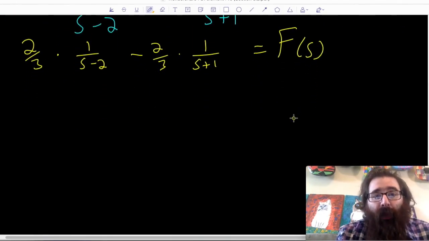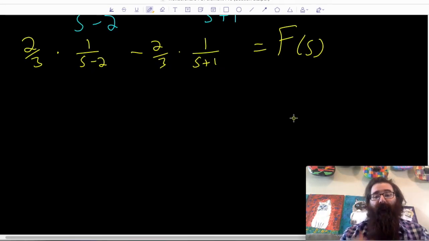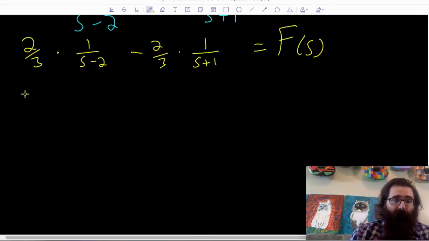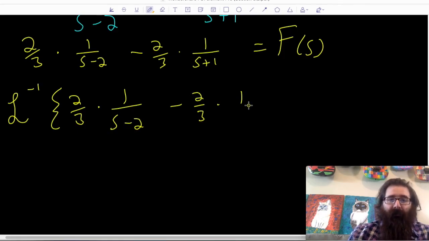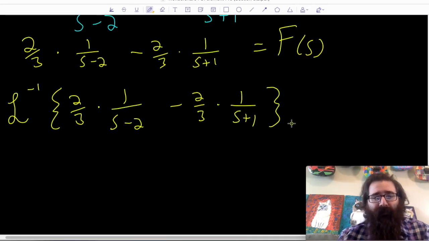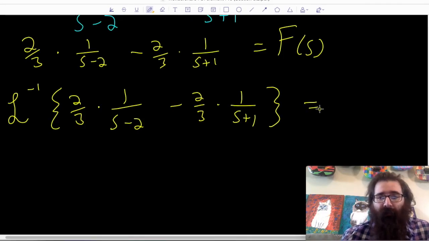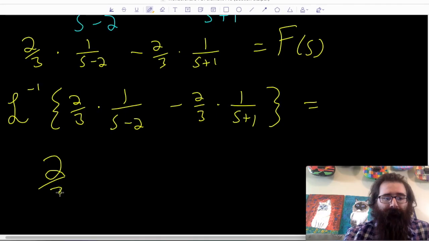So what do I want to do? I want to now apply the inverse Laplace transformation. So I want the Laplace inverse applied on 2/3 times 1 over s minus 2 minus 2/3 times 1 over s plus 1. And if we're thinking about linearity of the transformation, we know what's going to happen with the coefficients, so maybe we can go through this a little bit quicker at this stage. 2/3 is a coefficient. That's going to come along for the ride.